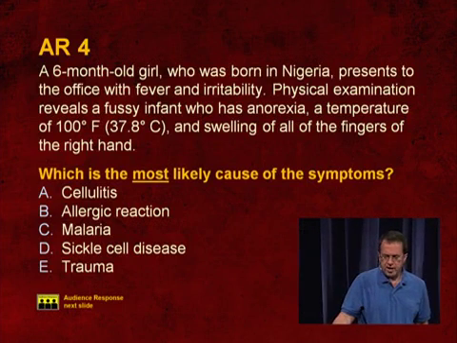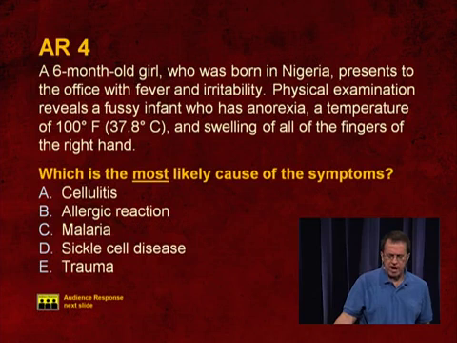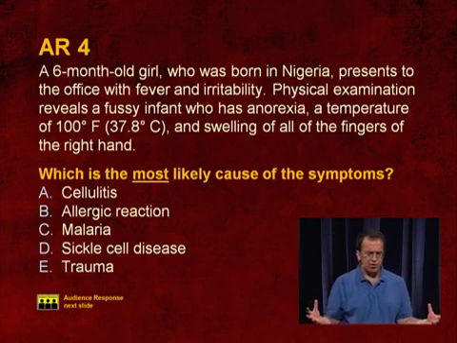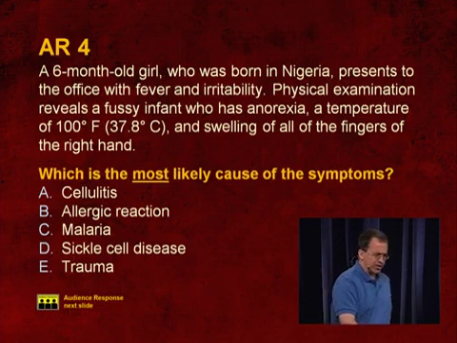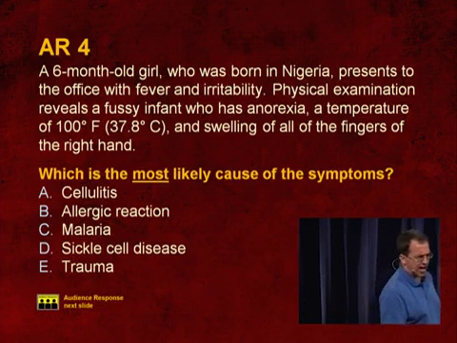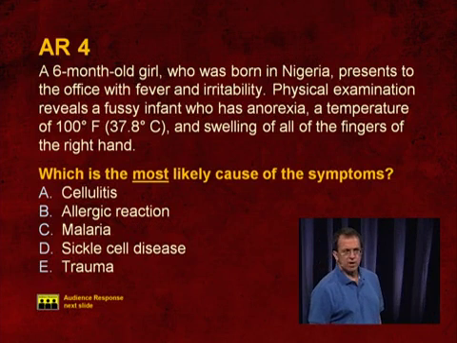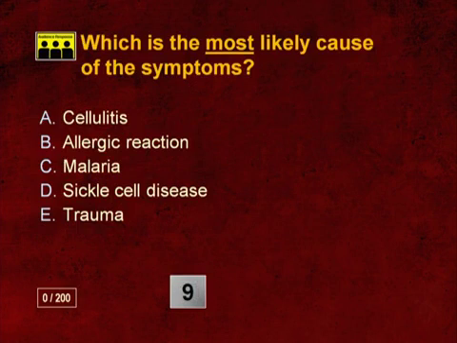A 6-month-old girl, born in Nigeria, presents to the office with fever and irritability. Physical exam reveals a fussy infant who has anorexia, a temperature of 100, and swelling of all the fingers of the right hand. What does this child have? Don't look at the question. I want you to tell me what this child has. Somebody shout it out. There's a great word. Dactylitis. You got it. And if you've got dactylitis, what caused it?